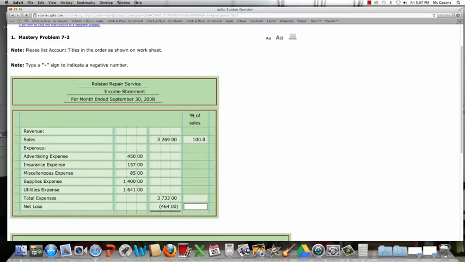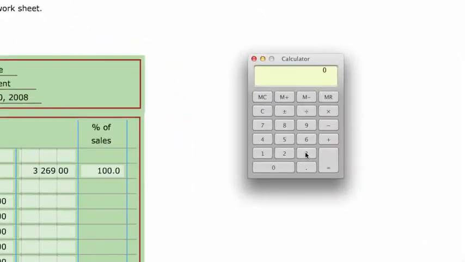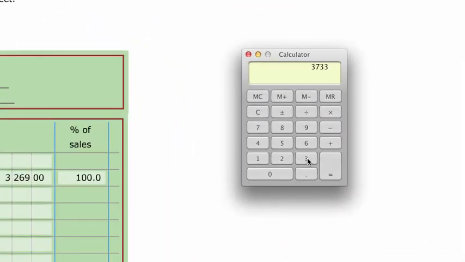To find out my percentage of sales, because my expenses exceed my sales, I'm still going to do it the same way, but my expenses are actually going to be more than 100%, and my loss is going to be a negative number. So I do it the same way. I take my expenses, 3,733, and I divide them by my sales, 3,269. I get my decimal, multiply by 100, and that gives me 114.2% because I'm rounding up.